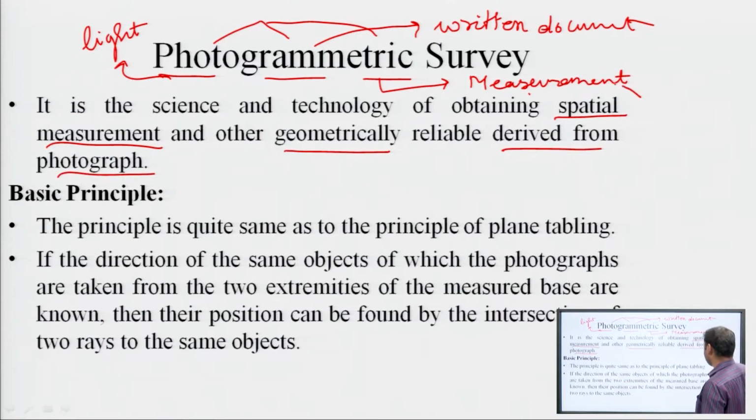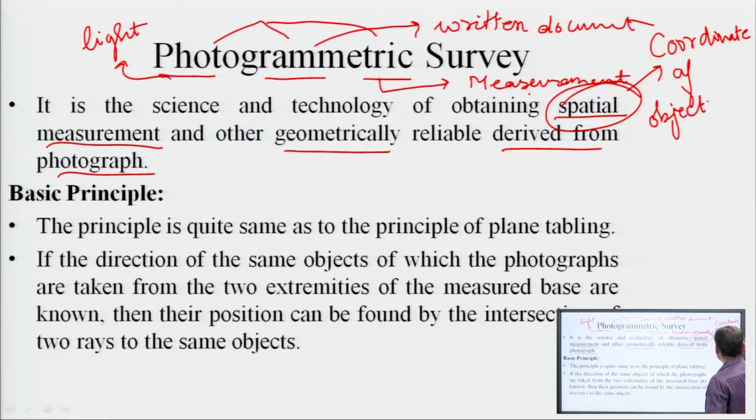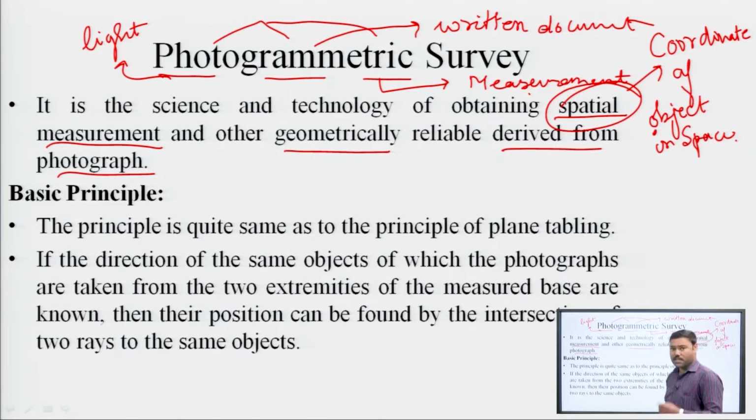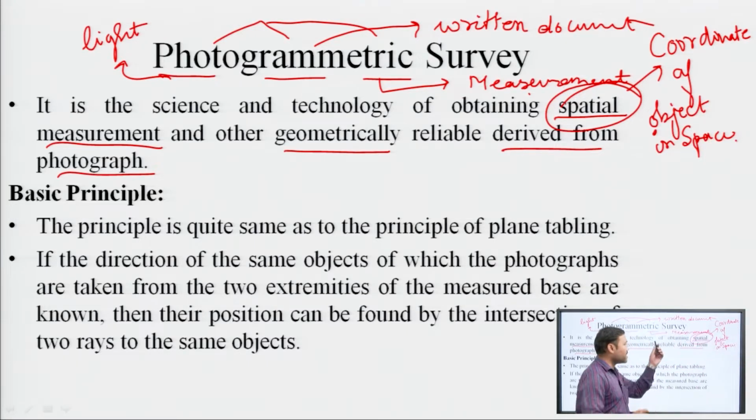So, what is spatial measurement? Basically, spatial measurement is related to the coordinates of an object in space. Thus, we can say that photogrammetry is the science and technology of obtaining spatial measurement and other geometrical data that can be derived from the photograph.